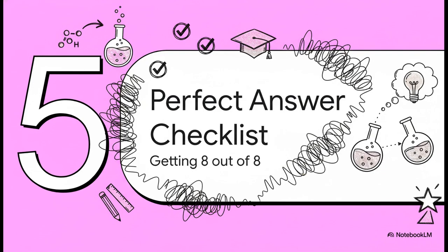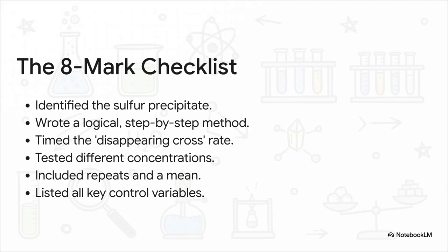Okay, let's zoom out and put all these pieces together. What does that dream 8 out of 8 answer actually look like on the page? Let's make a final checklist. Here we go. This is your ultimate checklist for success. First, did you nail the 2-marker by identifying the sulfur precipitate? Yep. Is your method a logical, step-by-step procedure? For sure. Did you remember to mention how you'll measure the rate with the disappearing cross? Absolutely. And did you include testing different concentrations, doing repeats, calculating a mean, and listing all those key control variables? If you've got all that, you are absolutely on track for full marks. It really is that simple.